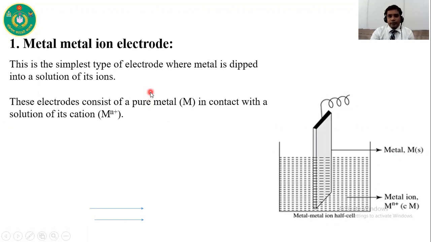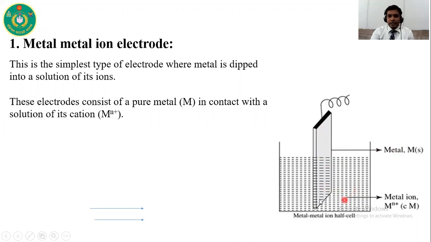metallic ion electrode. So this is the simplest type of electrode where metal is dipped into a solution of its ion. So when a metal is dipped into its metallic ion, this is called metal ion electrode or metal ion half cell. These electrodes consist of a pure metal. In this picture, you can see that a pure metal is dipped into the solution of its ion.